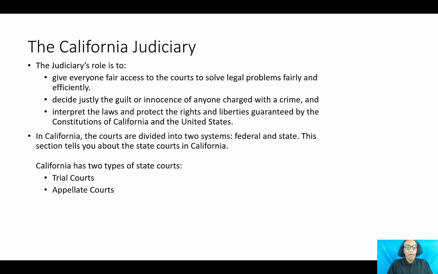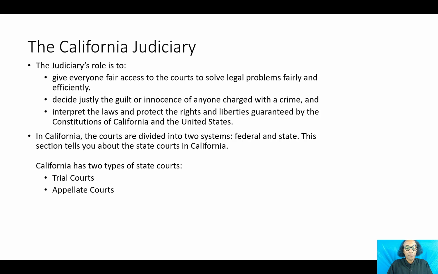And so the role of the court, the role of the judges, is to ensure that guilt or the absence of guilt is conducted in a manner that is consistent with the constitutional provisions which protect the right of the individual, the accused. And of course, the third objective or role is to interpret the laws and protect the rights and liberties guaranteed by the constitutions of California and the United States.